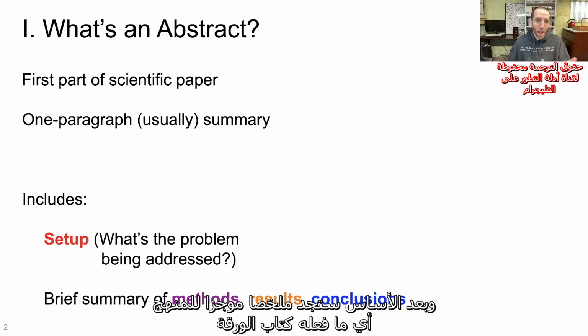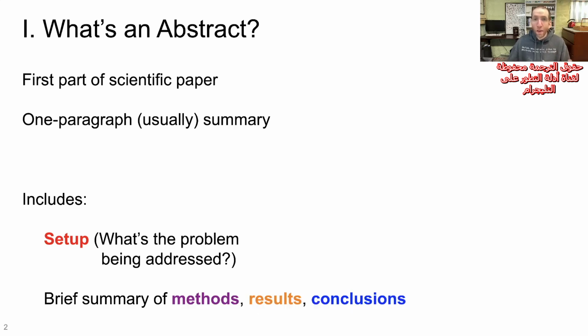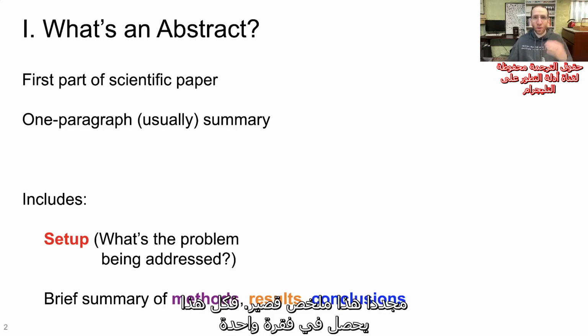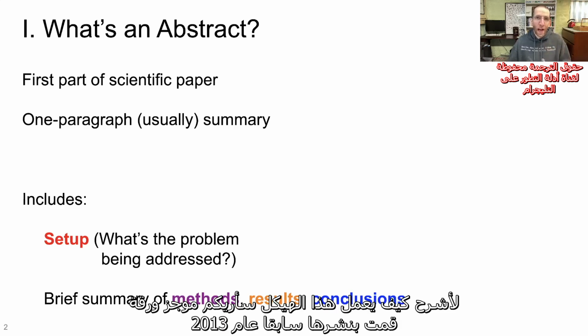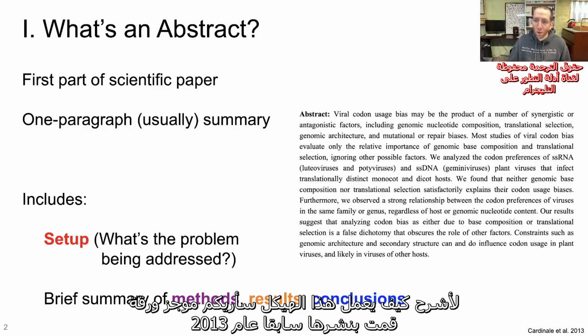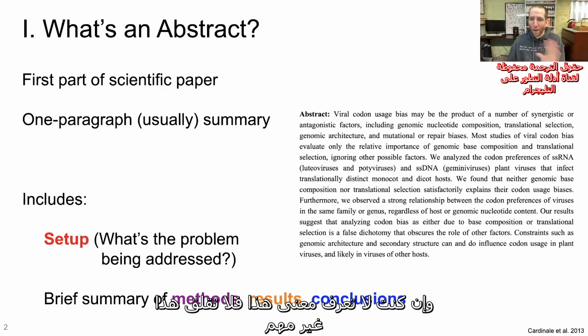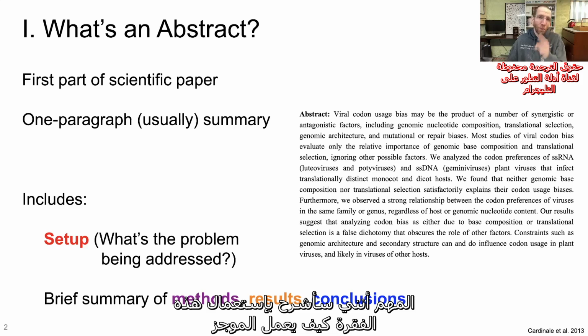And then after the setup, you're going to get brief summaries of the methods, right? What the authors of the paper did, the result, what they directly found, and the broader conclusions. Again, this is all very brief. This is happening in the span of one paragraph. To illustrate how this structure works, I'm actually going to show you the abstract of a paper I published way back in 2013. Now, the actual science going on here doesn't really matter for our purposes today. This was about viral codon bias, and if you don't know what that means, don't worry. The point is that I'm going to use this paragraph to illustrate how abstracts work.